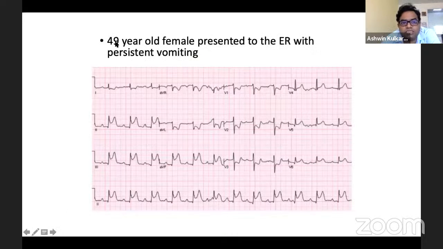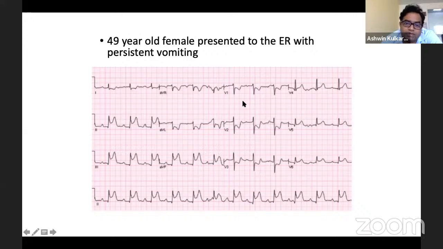This is a scenario: a 49-year-old female presents to the emergency room with persistent vomiting. One more important part of inferior wall MI is that it generally causes epigastric pain and vomiting. So in any elderly man or any patient who has persistent vomiting or epigastric pain, you have to do an ECG to rule out inferior wall myocardial infarction. In this ECG, you can see there is ST segment elevation in lead 2, lead 3, and lead AVF, and there are reciprocal changes in V1, V2, and V3. This is important because whenever you have ST segment elevation, as I told you, you have to think of involvement of the right ventricle also.